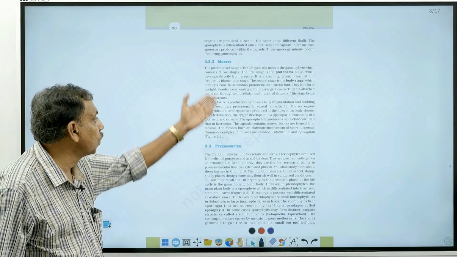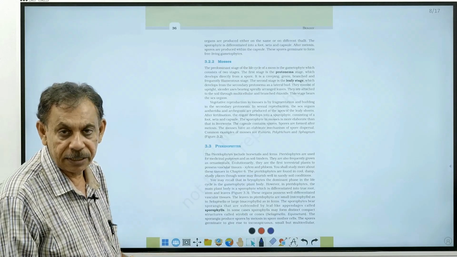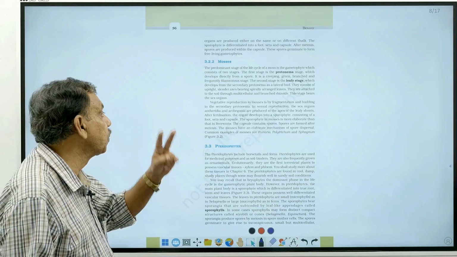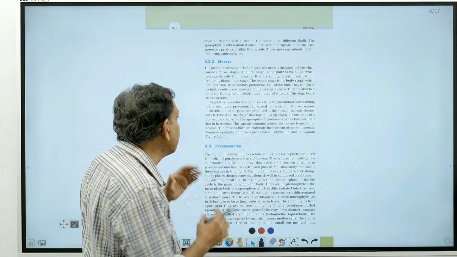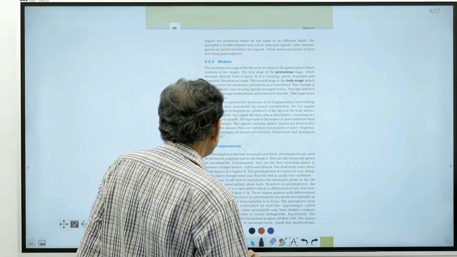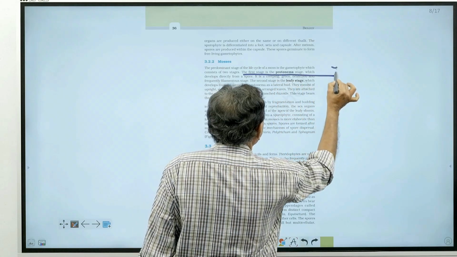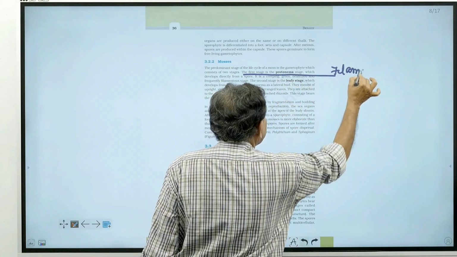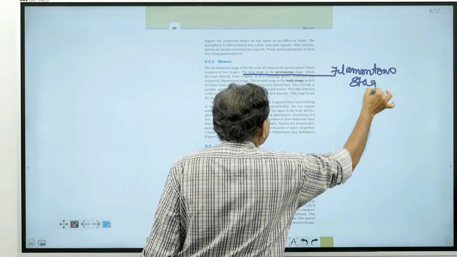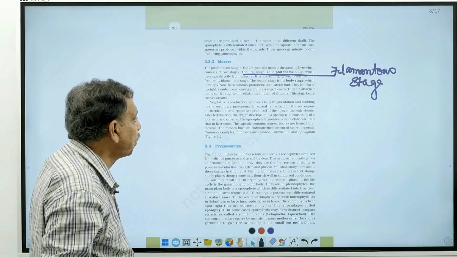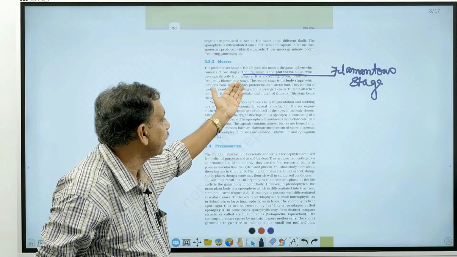Now coming to mosses. Mosses are a comparatively more developed category in bryophytes. They have two vegetative stages, two gametophytic stages, not gamete producing. The first stage of the gametophyte is called the filamentous stage, the protonema. It is a creeping, green, branched, frequently filamentous stage.